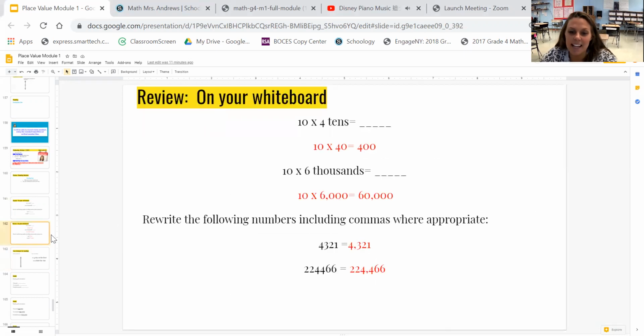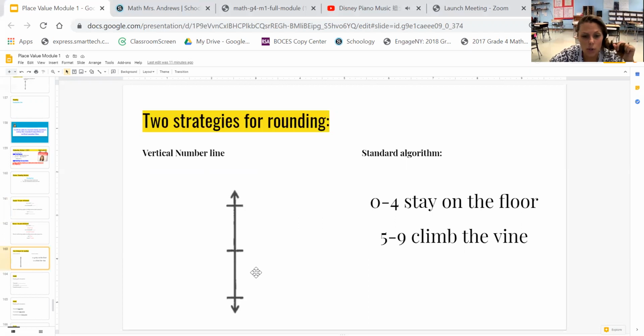Awesome. So if you want to take a second to look up here at my answers just to double check that you did those correctly. Again, these are just review that we've done the last week or two. Here we go. I want to show you just these strategies to get our brains moving because it's been a few hours since we've done rounding.